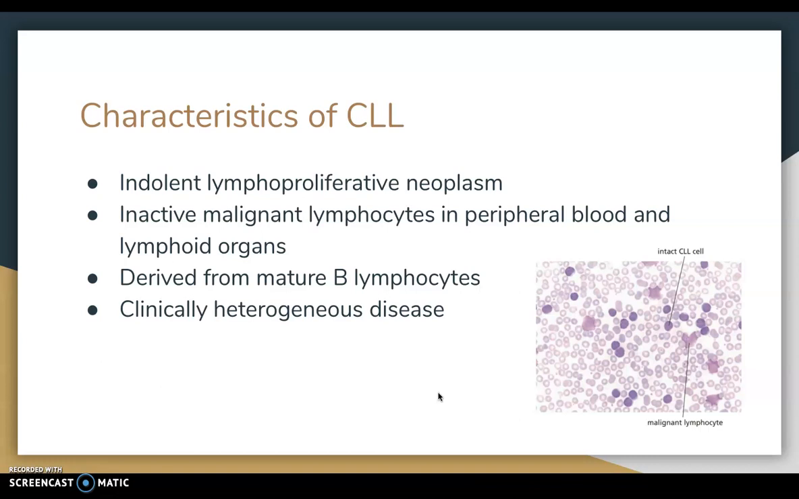But CLL is also derived from B lymphocytes, which, as you might know, is part of the immune response. And it is a clinically heterogeneous disease, which means that some patients may have this disease so slow growing that it never limits life expectancy. But then others might have it much more aggressively, and it can even be treatment resistant. So it varies case to case. And you can see in the image on this slide that there are CLL cells and also malignant lymphocytes present in this cancer.